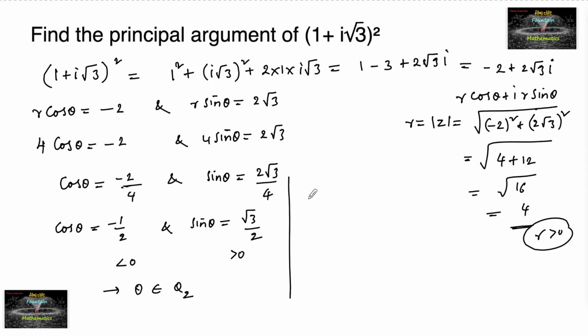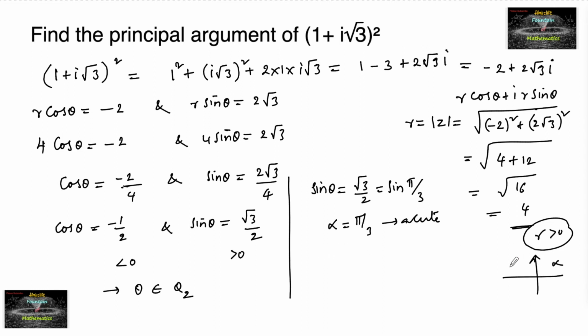And let us find the acute angle. Since sin theta is equal to √3 by 2, we can write sin pi by 3. Sin 60 degrees is √3 by 2. So alpha is equal to pi by 3, the acute angle. And hence, since it is in the second quadrant, we know that in the first quadrant it is alpha, second quadrant pi minus alpha, third quadrant minus pi plus alpha, and fourth quadrant minus alpha.